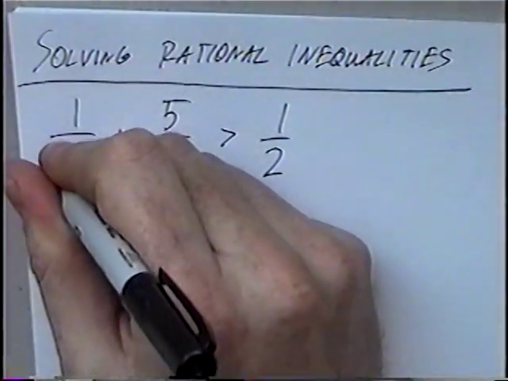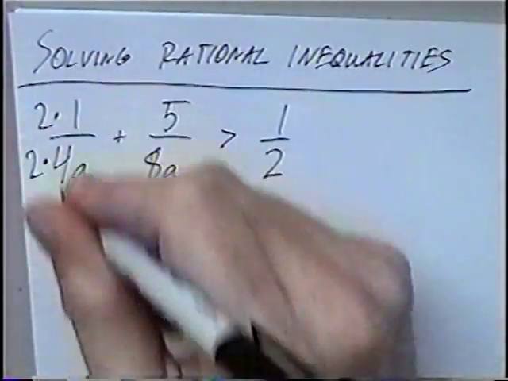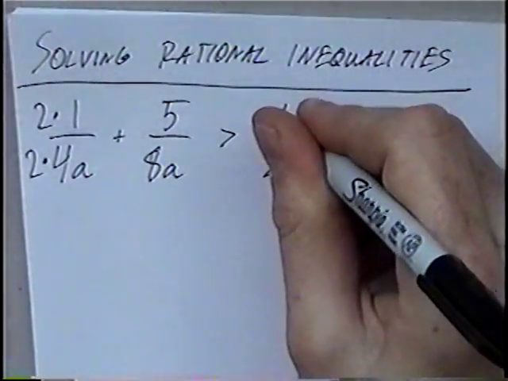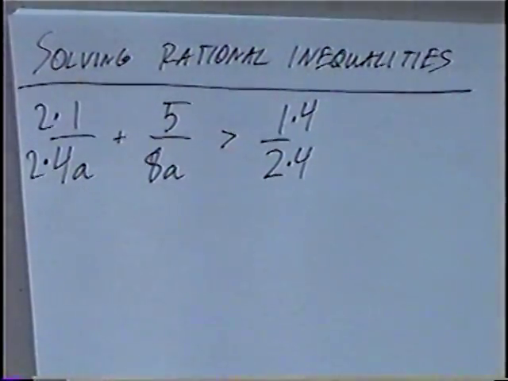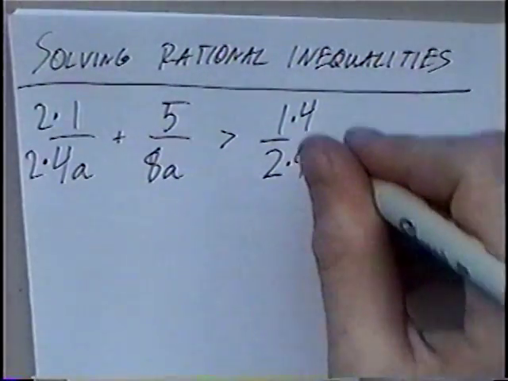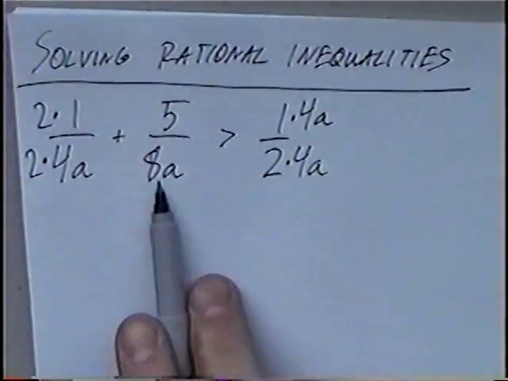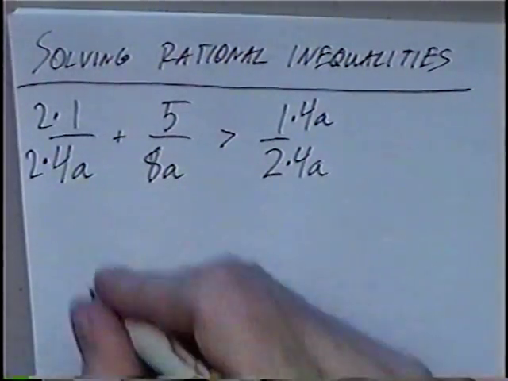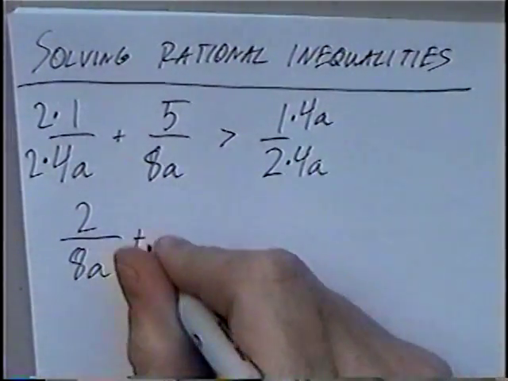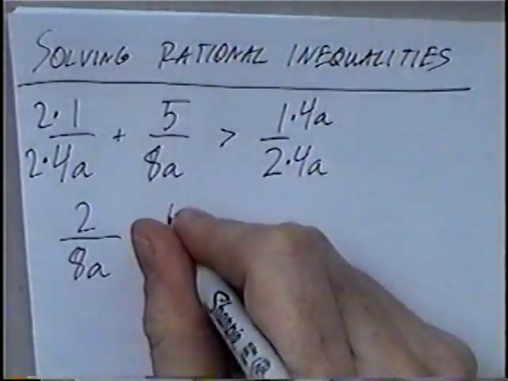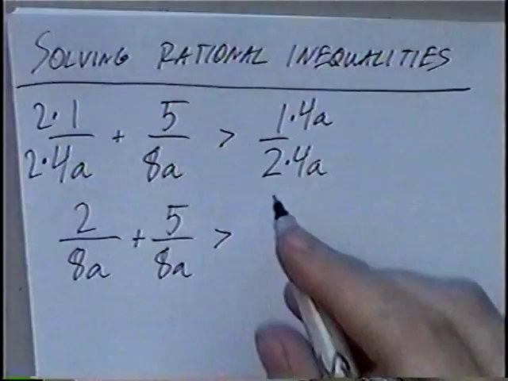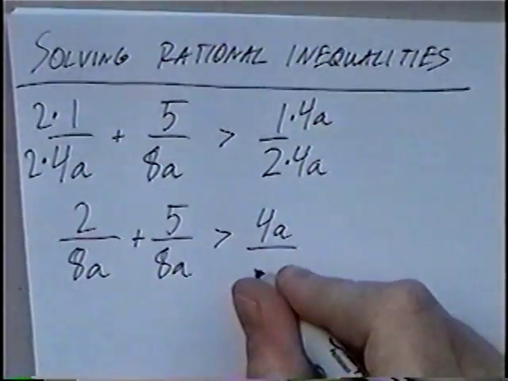So the first fraction we can multiply by 2 in the numerator and denominator. And the last fraction we can multiply by 4 in the denominator and numerator. The first two fractions also have the variable a in the denominator, so the last fraction will multiply by a also. So our common denominator would be 8a. Multiplying, the first fraction would be 2 over 8a plus the second fraction would stay the same, 5 over 8a is greater than 4a over 8a.